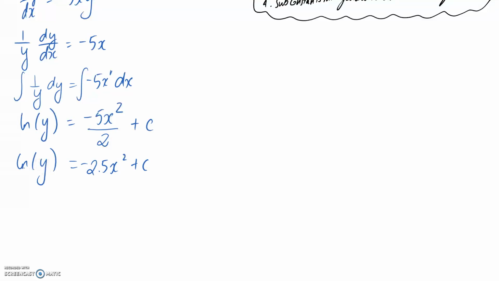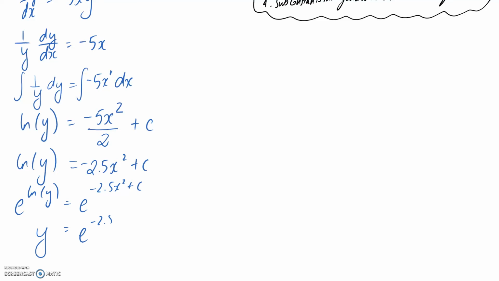Now, to get the y out of the natural log, what we need to think about is how we can do our power rules. And one of them is if you do e to the power of a natural log, essentially these cancel out with each other, and you're left with just whatever's in the bracket. So we're going to get y on its own, which is good, that's what we're looking for. But we need to make sure that whatever we do to the left needs to happen to the right. So we've done e to the power of the left here, it needs to be e to the power of the right as well.